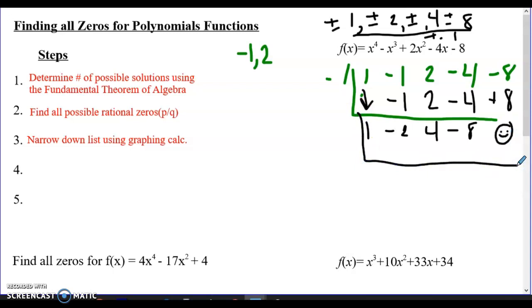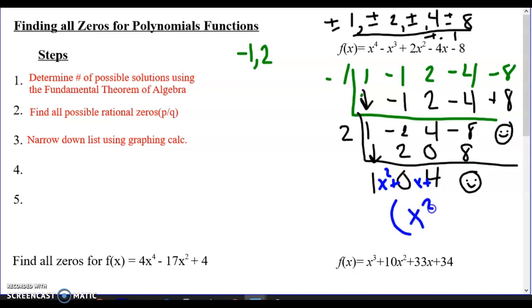So now I'm going to put in my 2. And I can just keep going. So I drop down my 1. 2 times 1 gives me 2. 0. 2 times 0 is 0. 4. 2 times 4 is 8. Yes! I've got it again. So now, what am I left with right here? I went from x to the 4th down to x to the 3rd, so I'm at x squared plus 0x plus 4. So that looks like this.